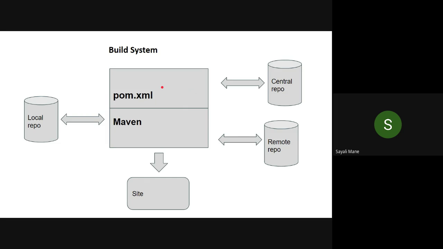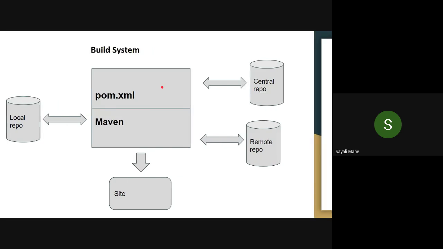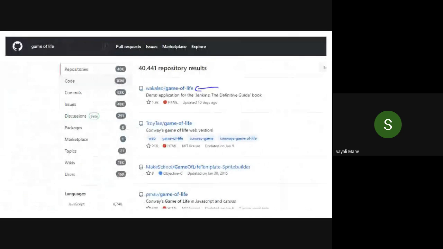Okay, so let's see. Please open your GitHub account, and in the search box simply type game of life. Open your GitHub account. In the search box type game of life. Now what is this game of life? It is already a Maven project, and it is a demo application. It's an open source project, so anyone can view this project. You can also contribute to the project if you are good at writing Java programs. Okay, so done with searching.